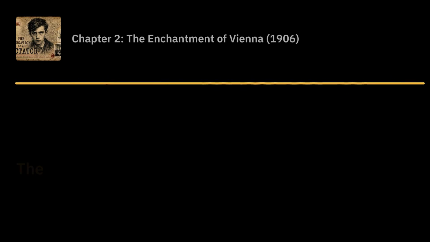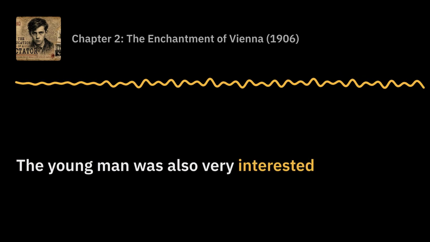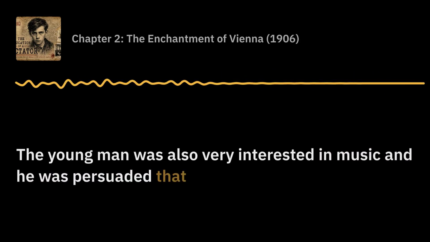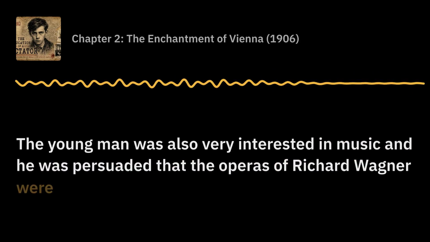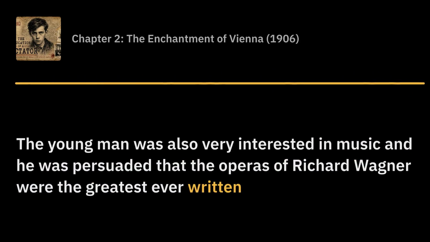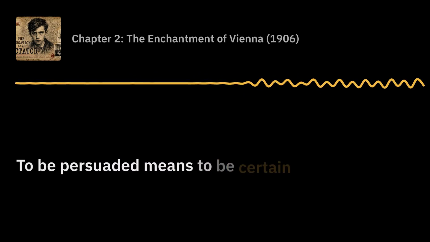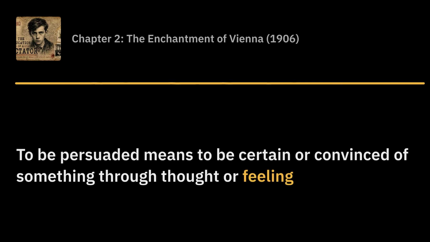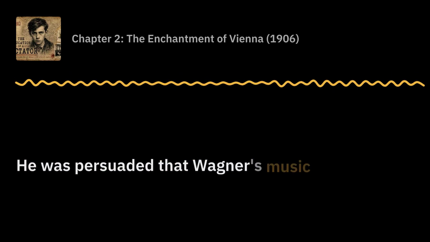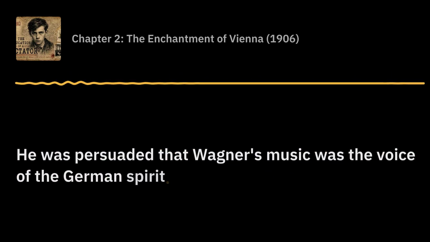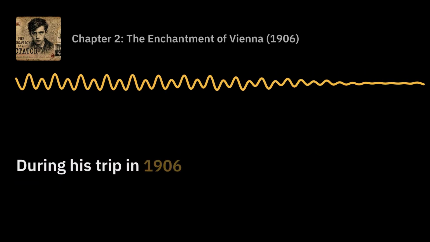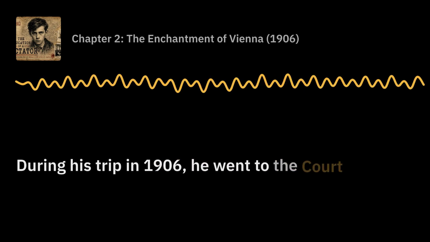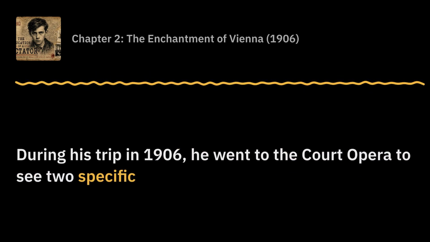The young man was also very interested in music, and he was persuaded that the operas of Richard Wagner were the greatest ever written. To be persuaded means to be certain or convinced of something through thought or feeling. He was persuaded that Wagner's music was the voice of the German spirit. During his trip in 1906, he went to the court opera to see two specific operas.